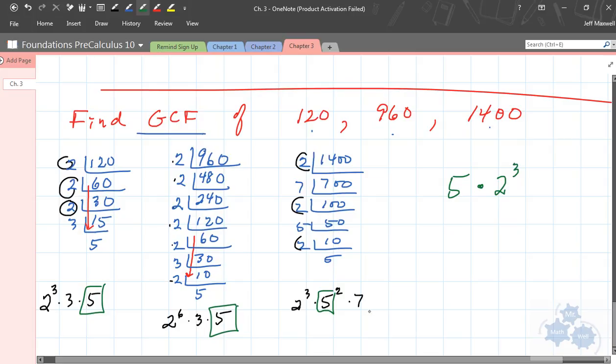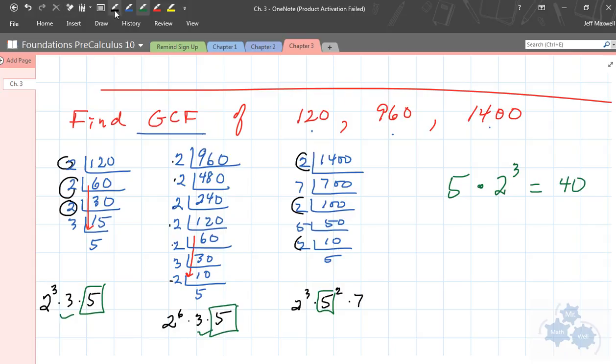That's common. Is 7 common to each list? No. Is 3 common to each list? 1 there, 1 there. Oh, but not over here. So do you see how that's working? So this is all that's common to all 3 lists. So what is that? 40? 5 times 8? 40? Is that right? Let's take a look.